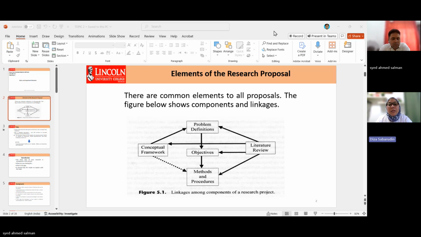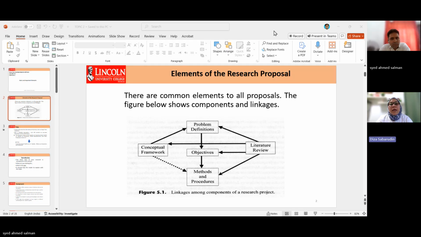Number 10 is the limitations. Every research has limitations, whether due to methodology, sample size, bias, or scope. Acknowledging limitations demonstrates transparency and helps guide future research improvement.